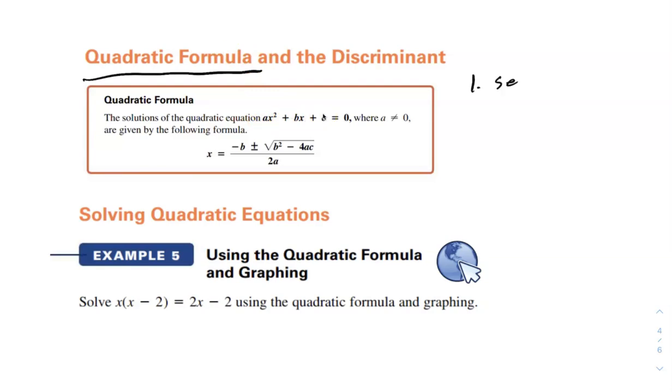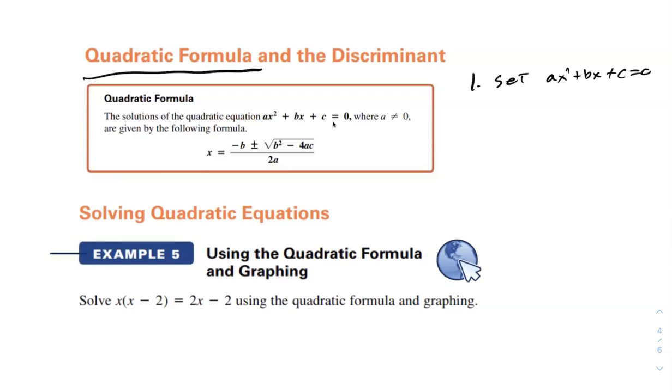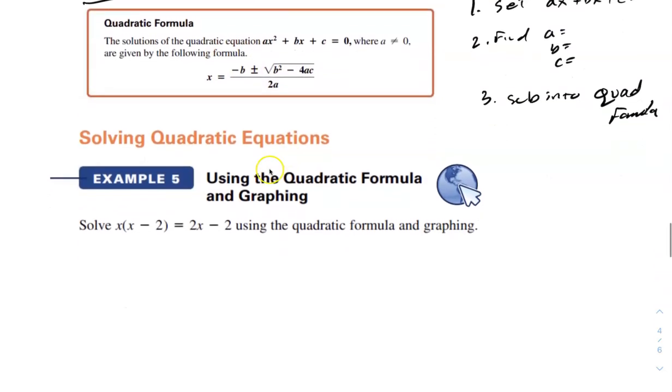Step 1, you just set equal to 0. Just like when you're factoring, you want to set your quadratic function equal to 0. So I should write: set ax squared plus bx plus c equal to 0. And then you get your values. You want to find a, b, and c, and then you just use the formula. So x equals negative b plus or minus square root of b squared minus 4ac all over 2a.